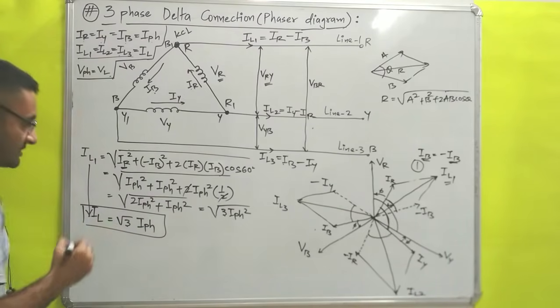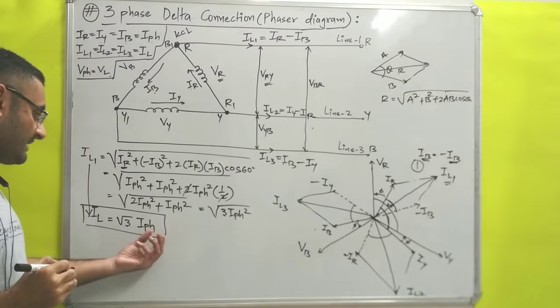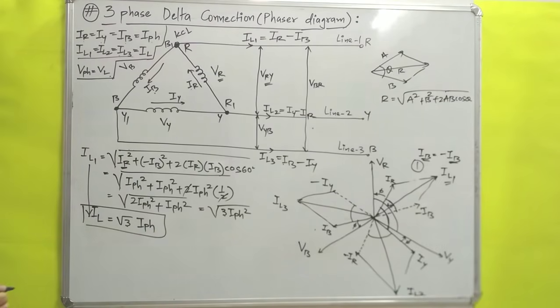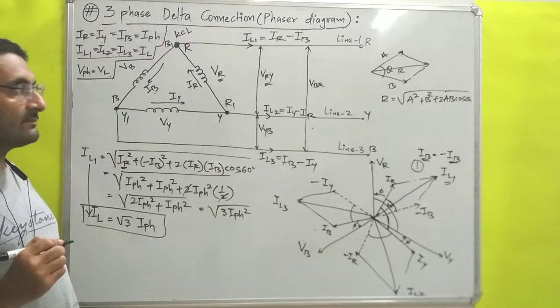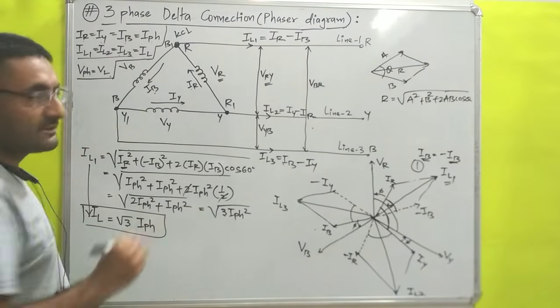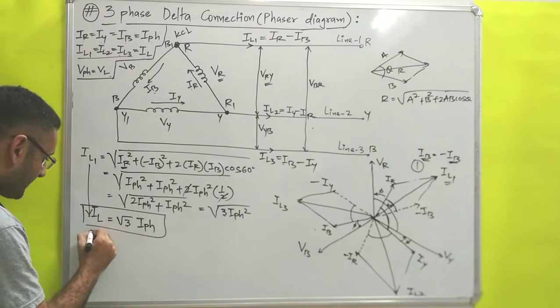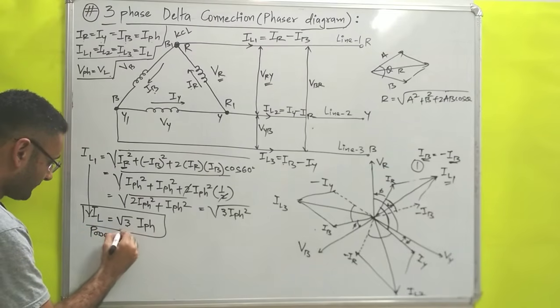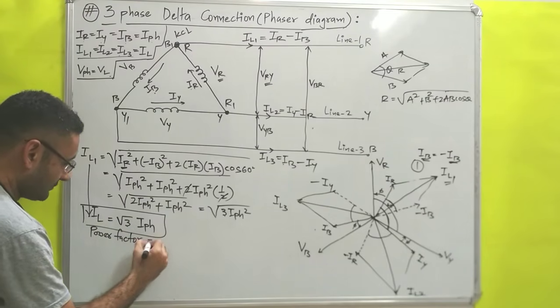So that is the relationship between line current and phase current. That is our point number 2 answer. And the last thing we will derive is the power for three-phase delta connection. So over here I will write what? Power is equal to what?